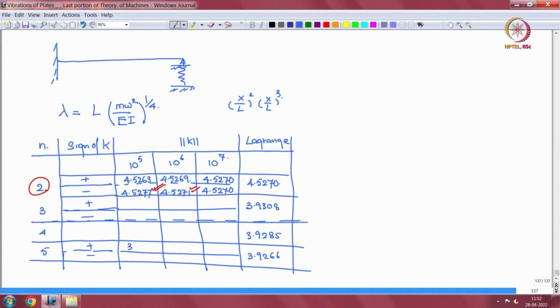Okay. And at 5 terms plus and minus, you have 3.9264, 3.9269, 3.9266, 3.9267, and convergence at 3.9266 and 3.9266. Okay, that is the nature of convergence using springs with positive negative values using penalty method.